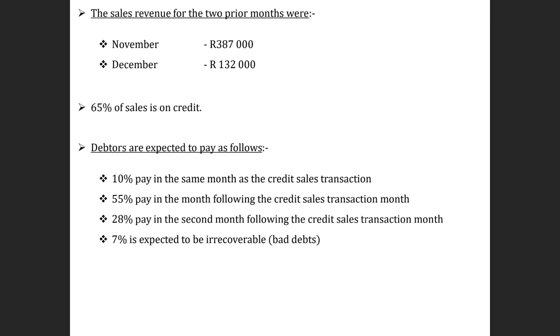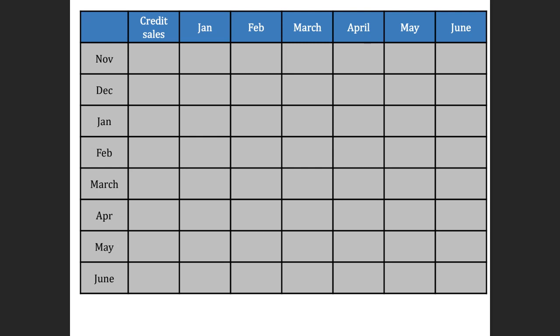So you're going to go to all of your sales figures for the year, for the month November up until June, and calculate 65% of the sales. So you'll then say 387,000 multiplied by the 65%, and that would have given you a figure, for the month of November, of 251,550.